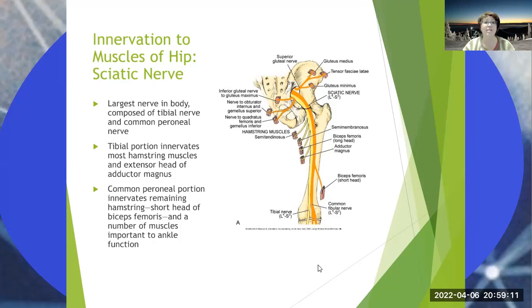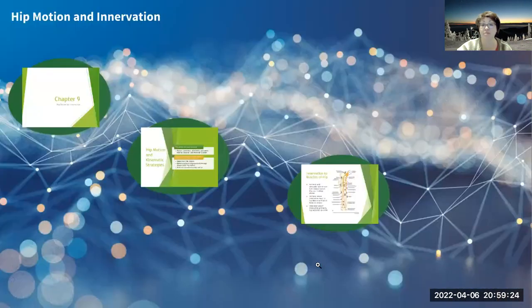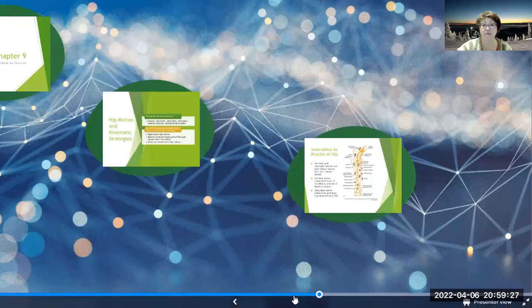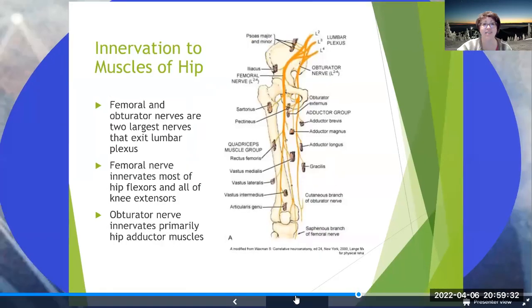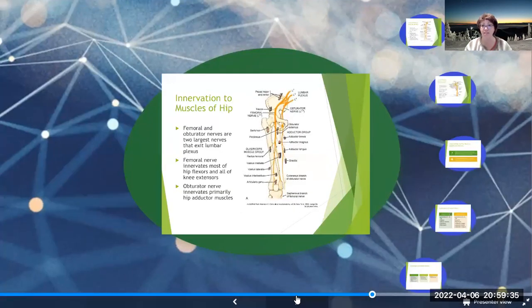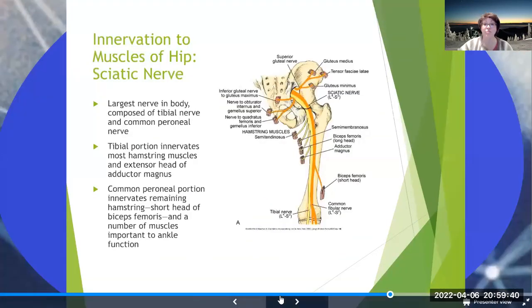So really the main thing is the tibial portion of the sciatic nerve. That's the main thing that's innervating our hip muscles, and it's going to be our hip extensor muscles. Okay, I keep messing up my sequencing on my presentation. Okay, femoral and obturator nerves. So femoral anterior, obturator medial, sciatic posterior. So femoral flexors, obturator adductors, and sciatic extensors. Hopefully that makes sense.